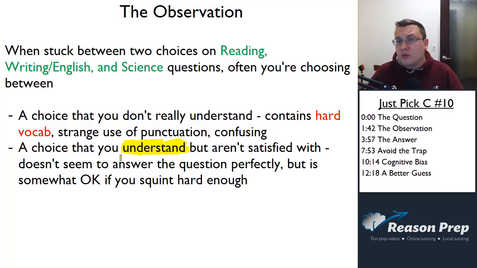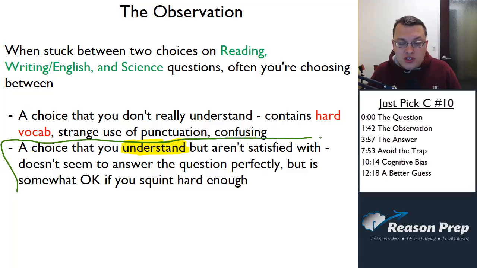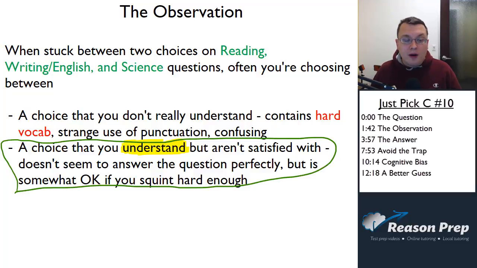Very often when I was working with students, they would get stuck in this situation. On the one hand, a choice they don't really get or don't even know what it means, and on the other hand, a choice that they get, it's familiar to them, but doesn't really work very well as an answer. Most students in this situation, and maybe you find yourself in this situation, pick the choice that they're familiar with and understand, even if it doesn't fit 100%, not the one they don't know. And most of the time, it ends up that this is the wrong answer, and the right answer was the other one.